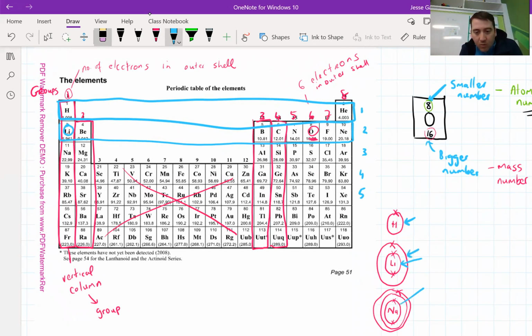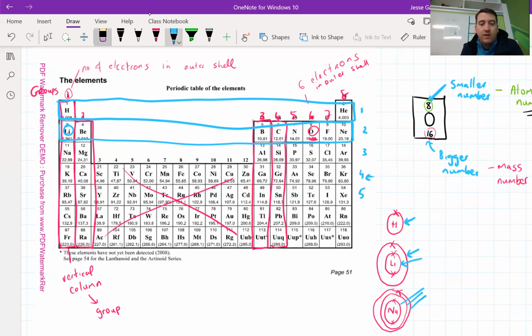Here's sodium, there's 1, 2, 3 shells, and that means its period number is 3. So it's in period 3, which tells you, as a shortcut, that it has 3 shells of electrons. Here would be the fourth. All the elements in this row here would have 4 shells of electrons in total, and all the elements in this one would have 5 shells of electrons in total.